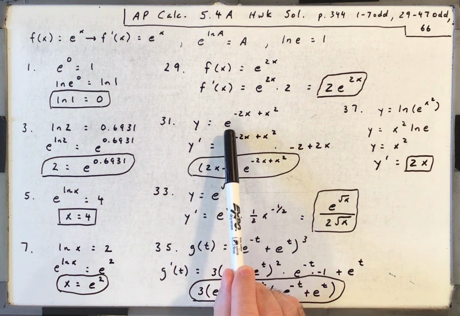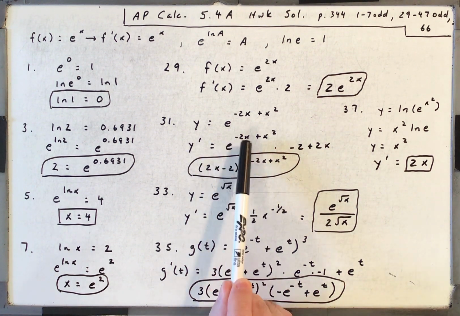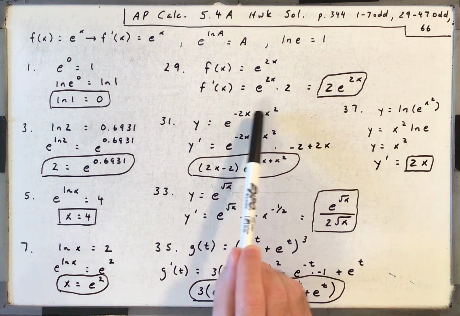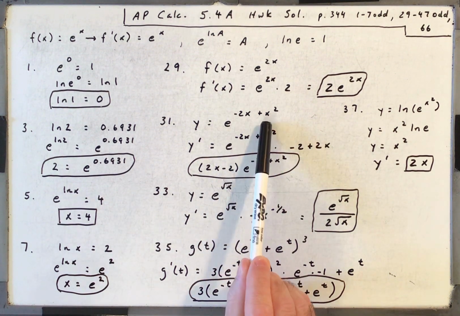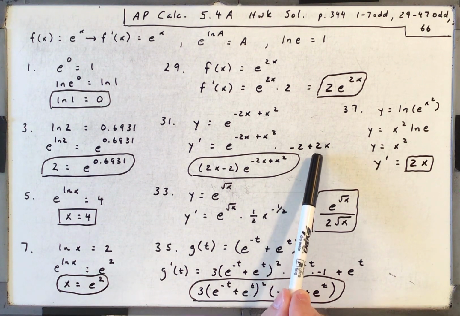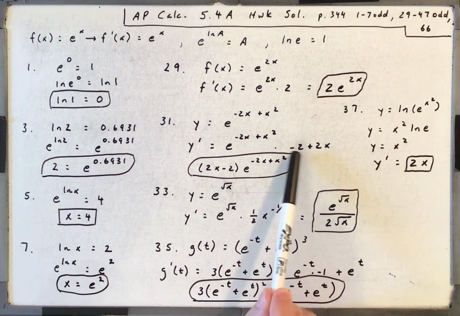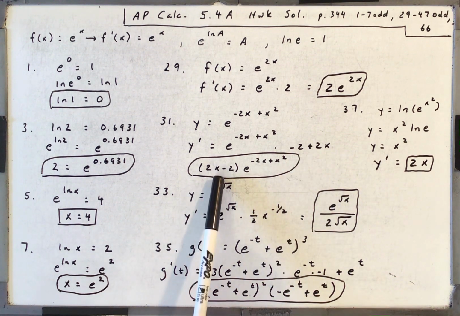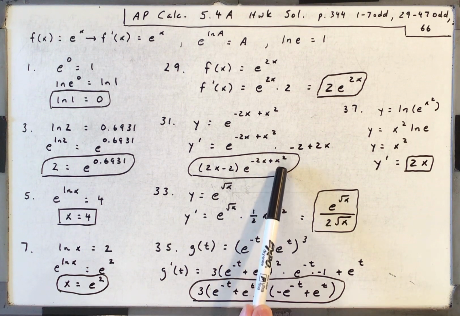31, we have y is equal to e to the minus 2x plus x squared. So that's going to be e to the minus 2x plus x squared times the derivative of the exponent, which would be negative 2 plus 2x. Let's clean that up. The book likes to put the positive first, so this is the same as 2x minus 2. I'm bringing that out front, and then times e to the minus 2x plus x squared.